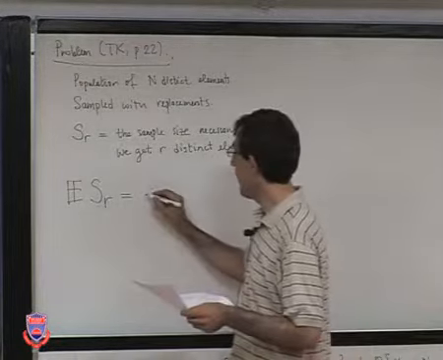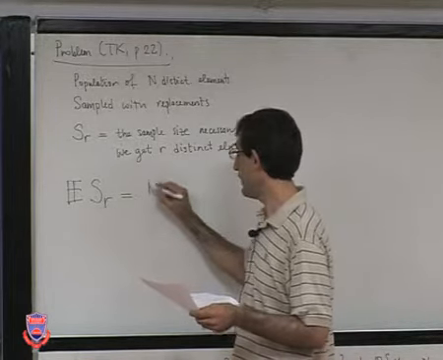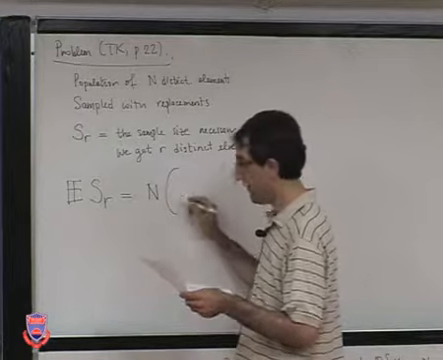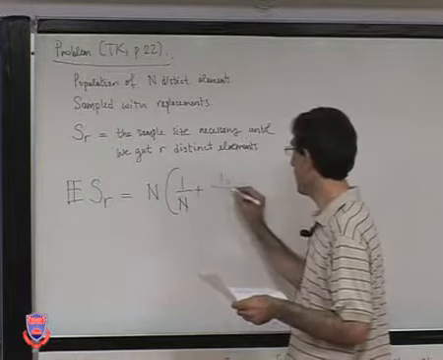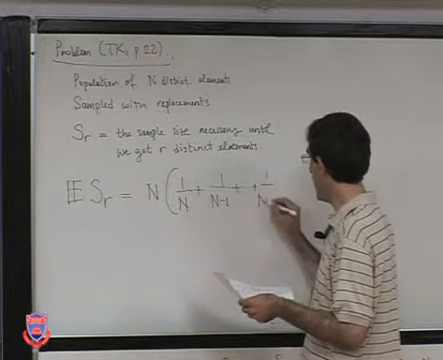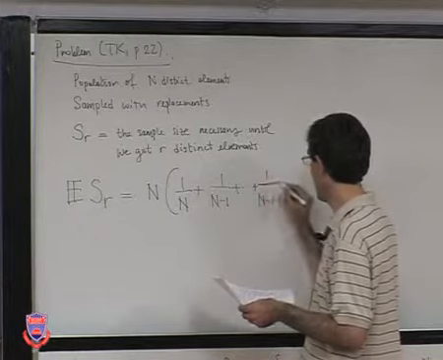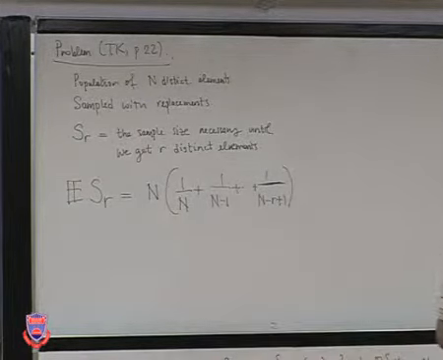And your book is very kind. They actually provide the formula. They say that this should be n times 1 over n plus 1 over n minus 1 and so on till 1 over n minus r plus 1, right? And our job is just to justify, right? Explain why this is correct, right?